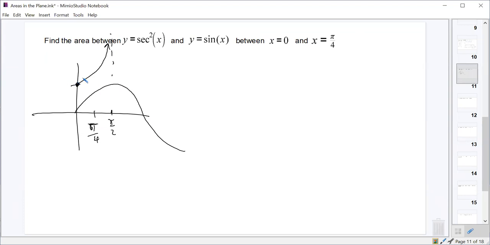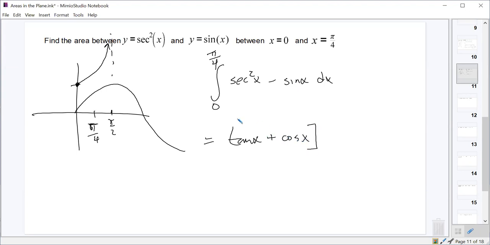Secant squared. So we will want to integrate secant squared x minus sine x dx from 0 to pi over 4. And what's the integral of secant squared? Tangent x. And the integral of negative sine x? Negative cosine x. Integral of negative sine, I think, should be positive. Positive, yeah. And we'll evaluate that from 0 to pi over 4.